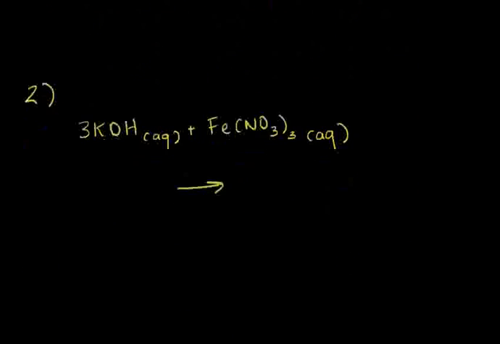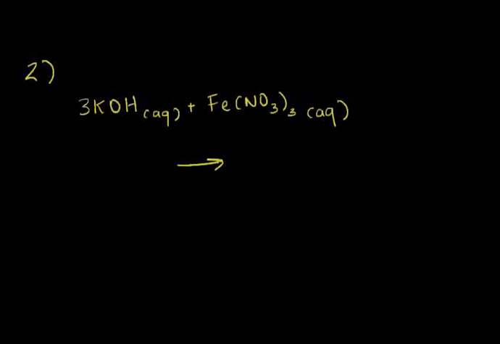Now let's look at another precipitation reaction equation. Let's say I told you that potassium hydroxide combines with iron nitrate in a precipitation reaction, and I balanced this for you. What is the substance that's going to be produced as the precipitate? Well, we don't know. We have to do a little bit of investigative work to figure that out.